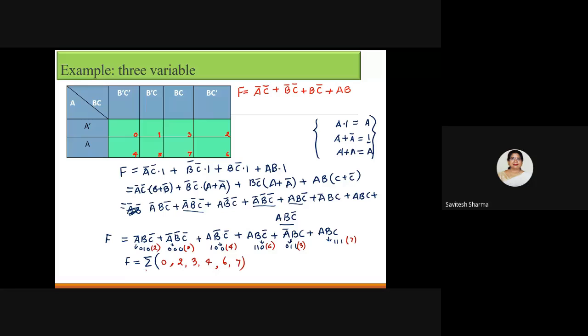So now I found my simple form so that I can easily map here. This is the form that I can easily map. 0 is there, so I will write 1 here. 2 is there, so I will write 1 here. 3 is there, 4 is there, 6 is there, 7 is there. Okay. Now mapping is completed.